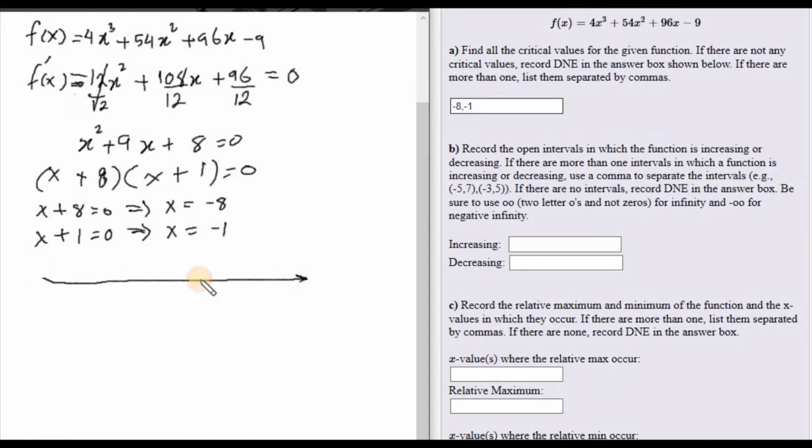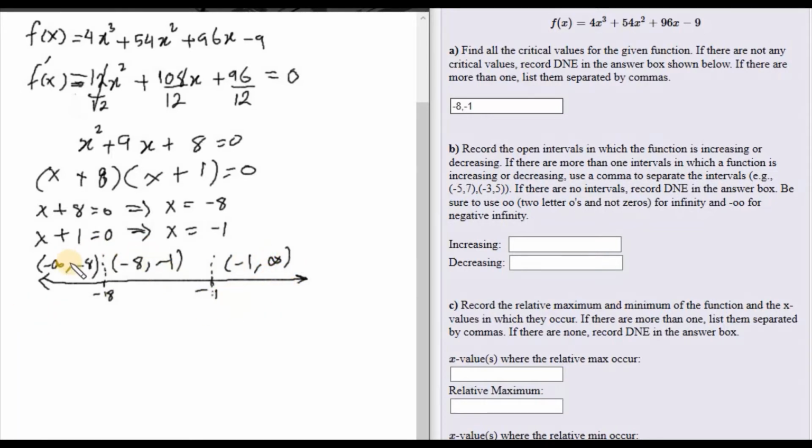So here is an open number line, and I will have -8 here, and I will have -1 here. Of course, I divided my number line into 3 parts. Those are the intervals that I need to test. The first interval comes from -infinity to -8. The second interval goes from -8 to -1, and the third interval goes from -1 to +infinity.